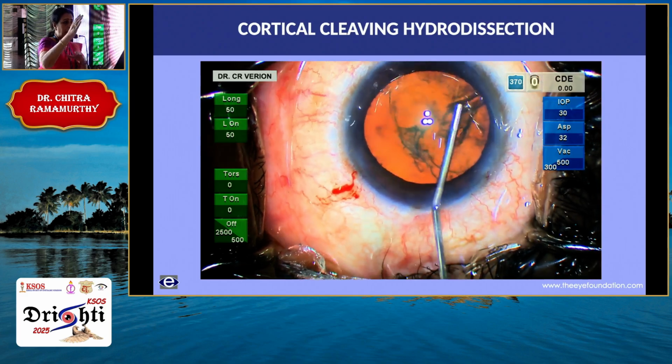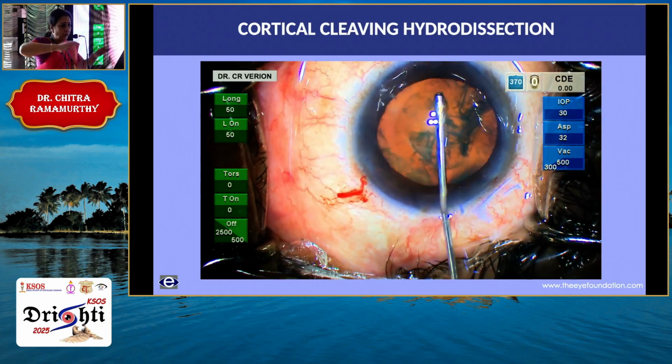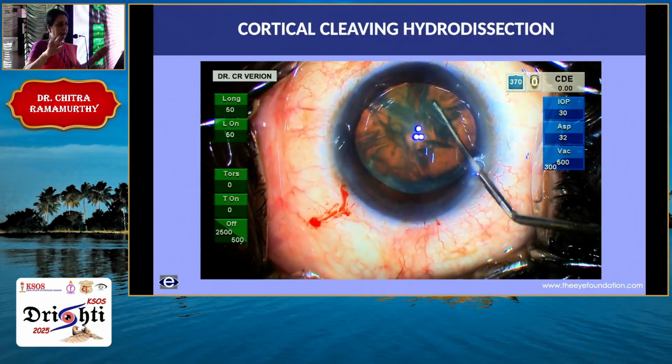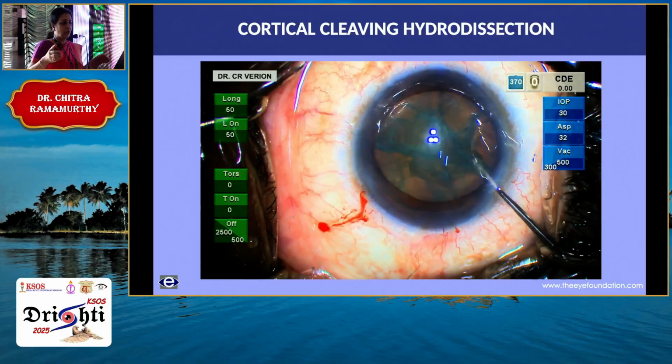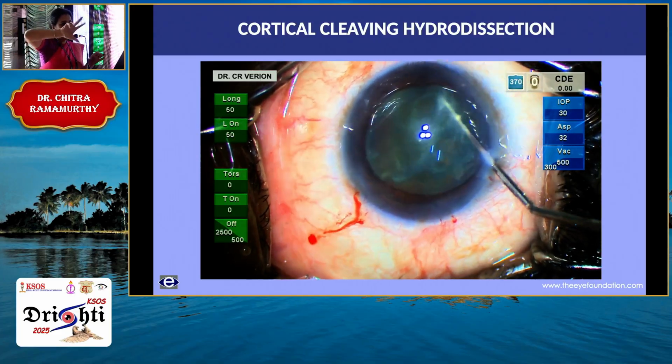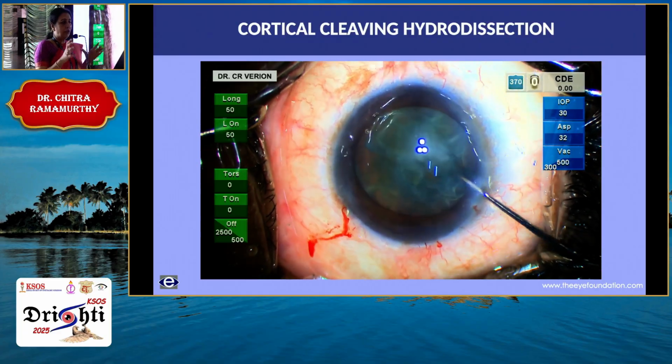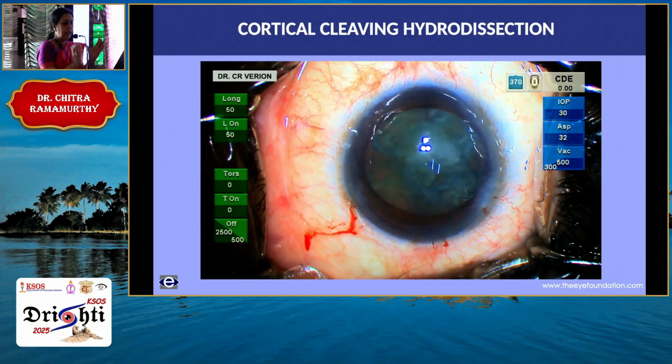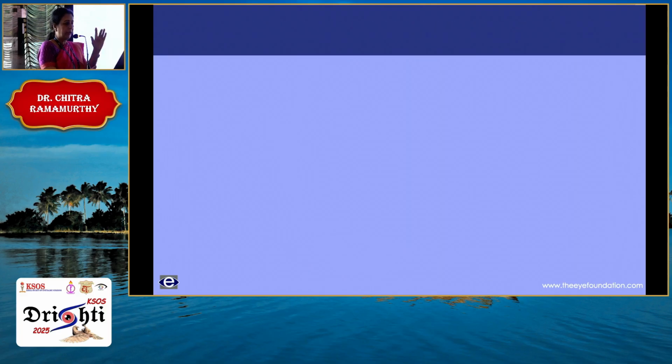You do it in multiple quadrants, decompress, that fluid wave goes, separates all the cortical fibers, and there's less stress on the zonules. You top it up after decompression, you rotate it, that loosens all those adhesions. So then you get a very easy, comfortable surgery within the capsular bag.